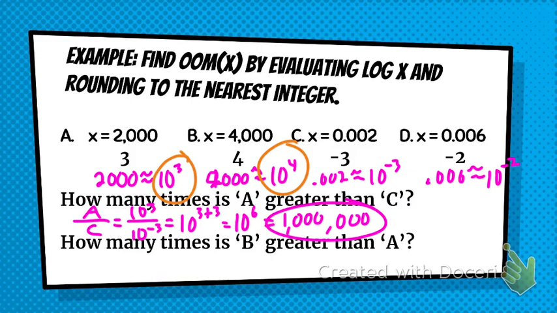So how many times is B greater than A? Now we're looking at a proportion B to A. We have 10 to the 4th over 10 to the 3rd. That's just 10 to the 1st power, which is just 10.